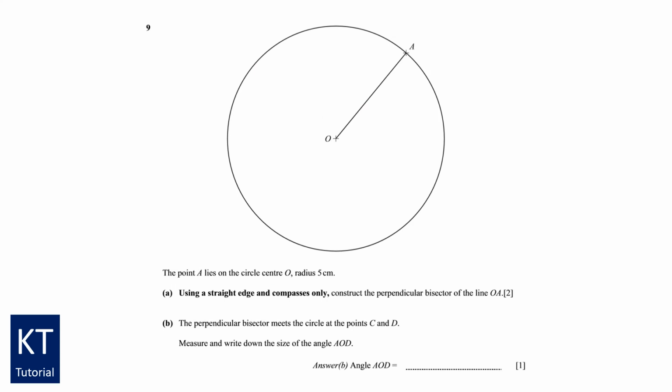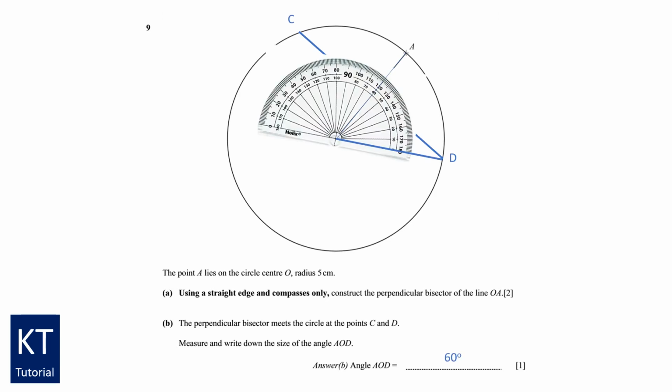Question 9. The point A lies on the circle center O of radius 5 cm. Using a straight edge and compasses only, construct the perpendicular bisector of the line OA. The required perpendicular bisector is as shown on the diagram. Next, the perpendicular bisector meets the circle at the points C and D. Measure and write down the size of the angle AOD. The protractor should show this as being 60 degrees.